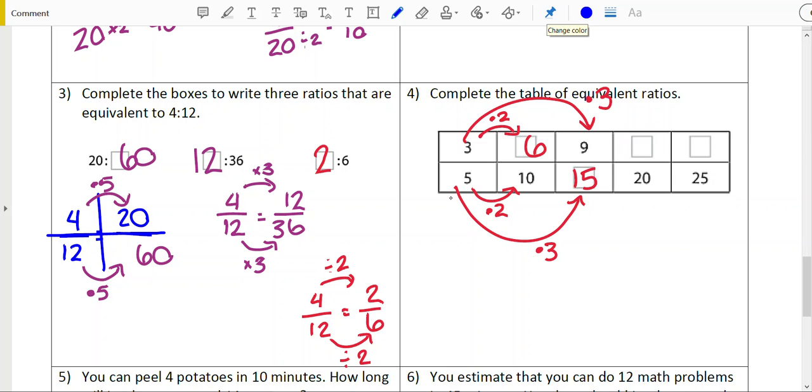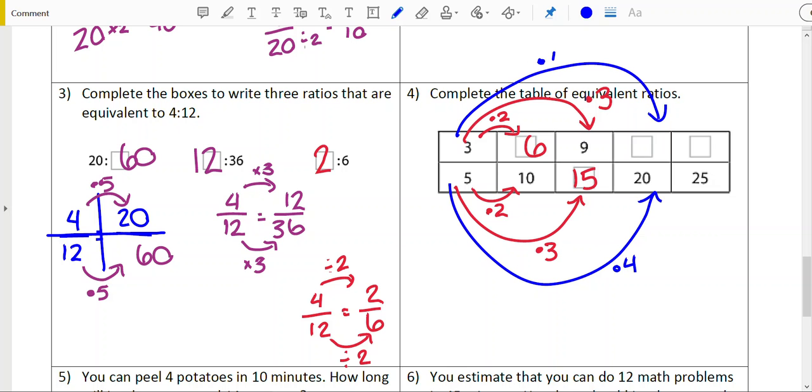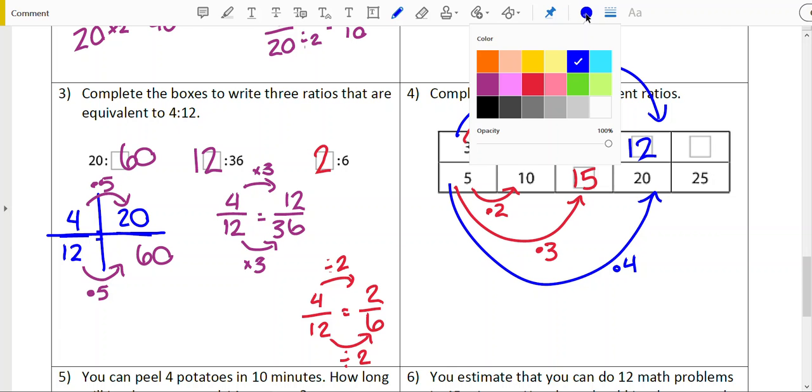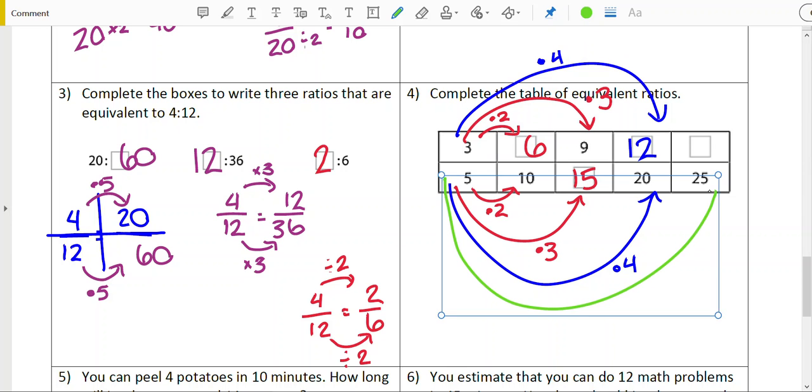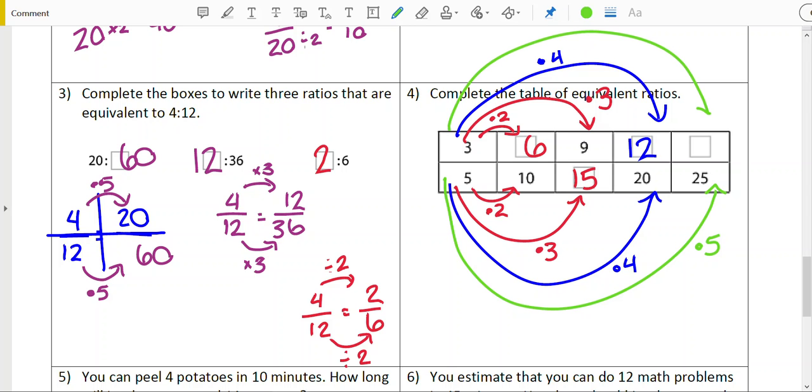Then I need to get forward into 20, so I take 5 to get to 20, and I could multiply times 4. And whenever I do the bottom, I also have to do to the top, so this would be 3 times 4, which would be 12. And then the last one that I could do would be 5 to get to 25 would be times 5. So 3 times 5 would give me 15. So that's how you could fill in the ratio table for that problem.